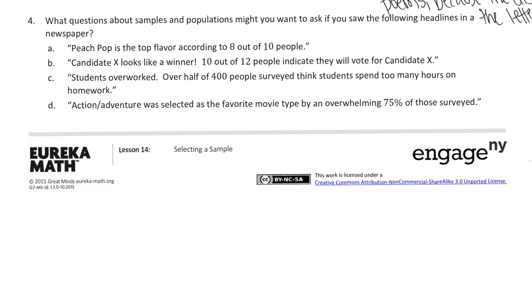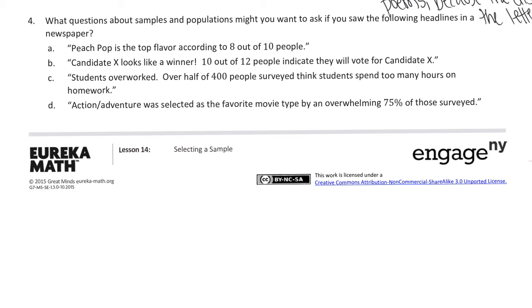So we see a headline that says peach pop is the top flavor according to 8 out of 10 people. Well, what's something that you would ask about that data? Would you possibly ask, how were these people selected? How many people were surveyed? And what were the choices they were given? And then how many people didn't like it?